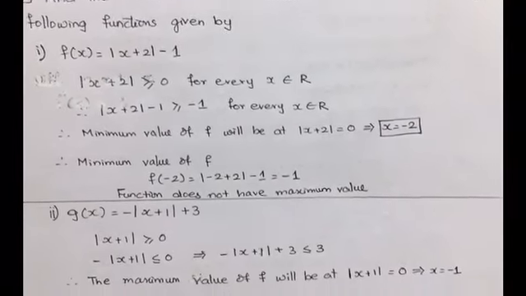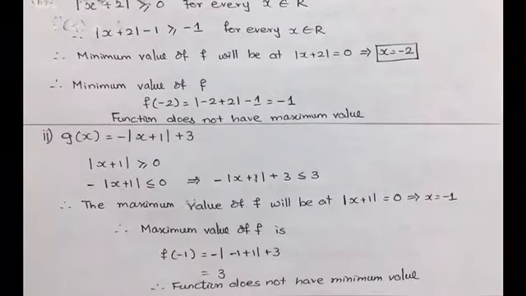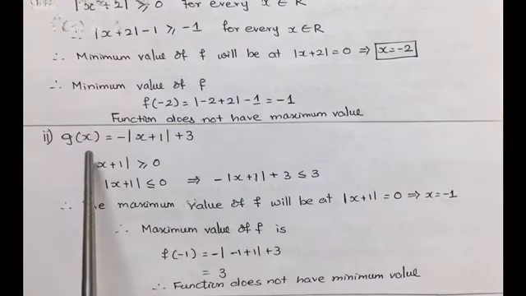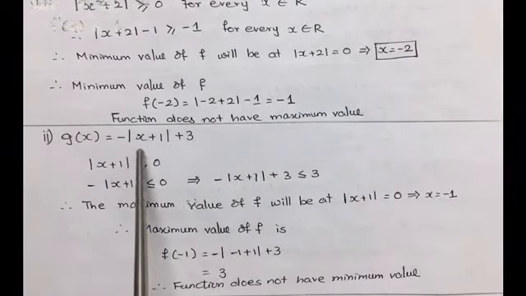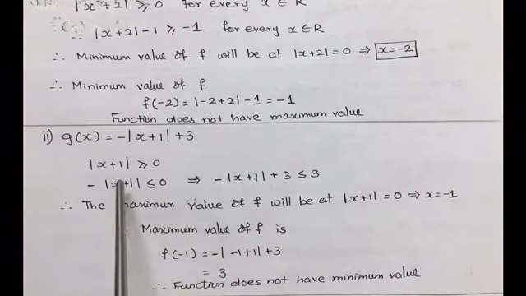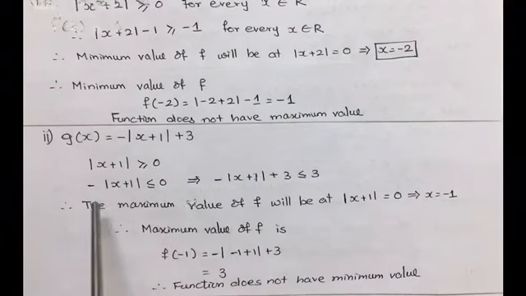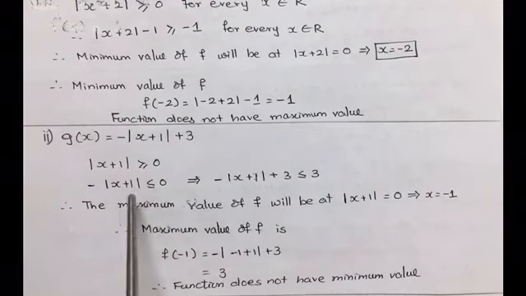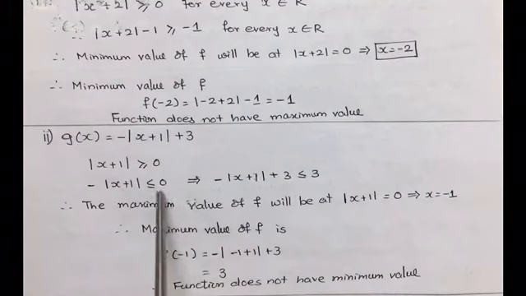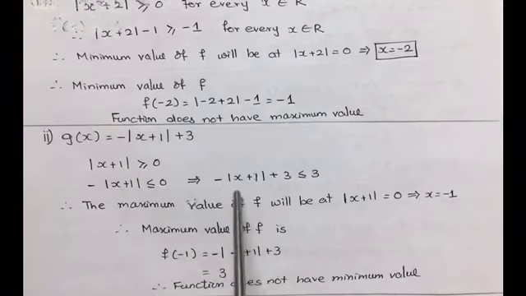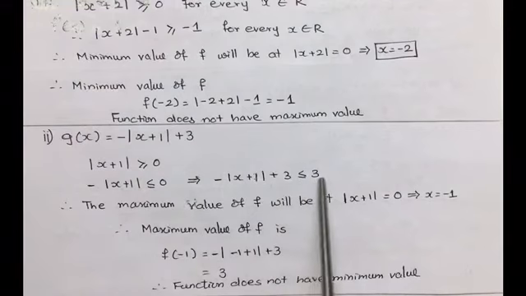The second part of question number 2 is just similar. Again mod is given. So the given function is g of x is equal to minus mod of x plus 1 plus 3. As mod is always greater than or equal to 0, that is always positive, if the mod is multiplied by minus, then it will be definitely negative, so it will be less than or equal to 0. Now adding 3 on both sides, we get minus mod of x plus 1 plus 3 less than or equal to 3.